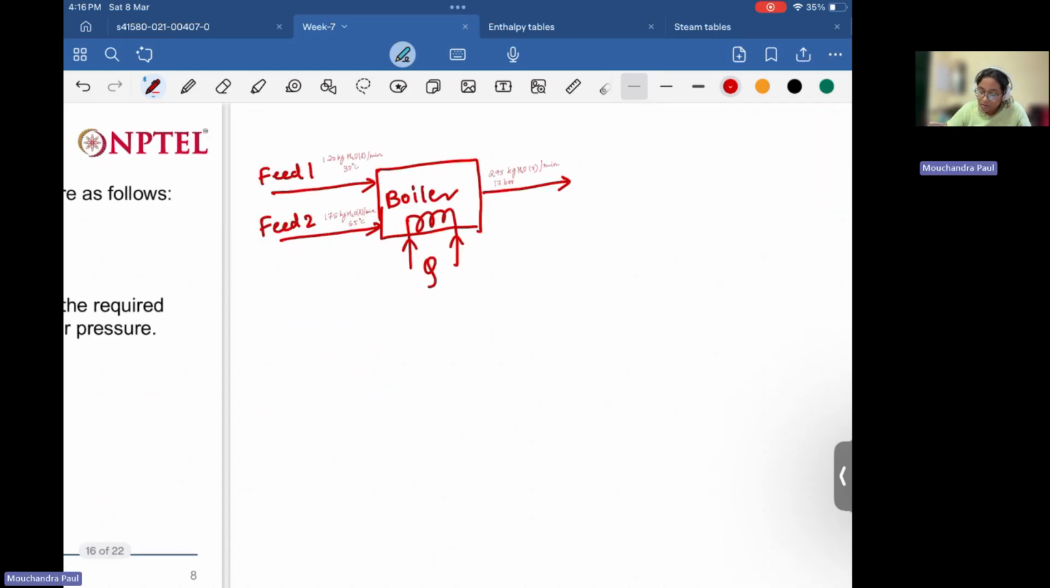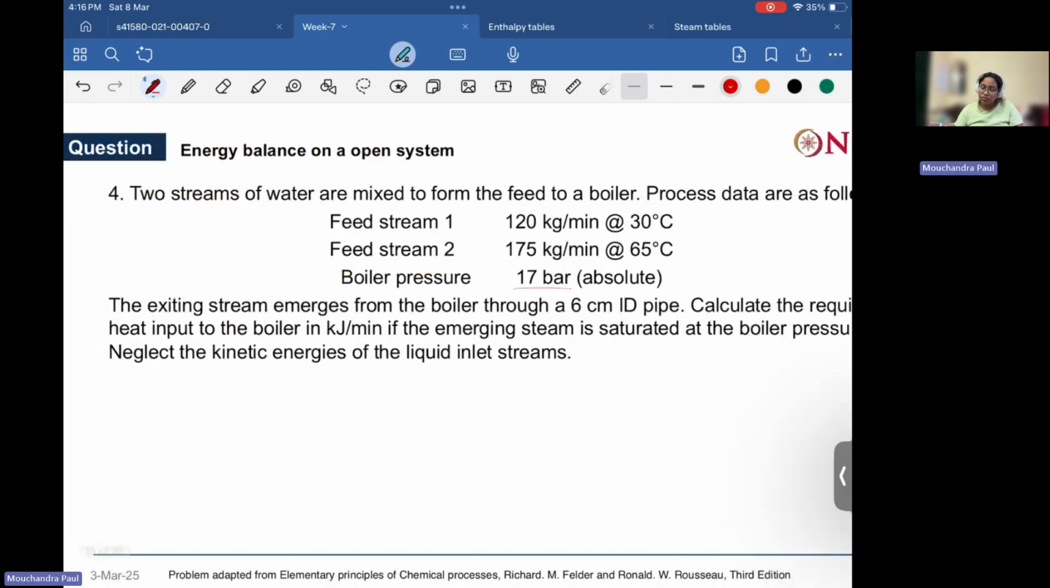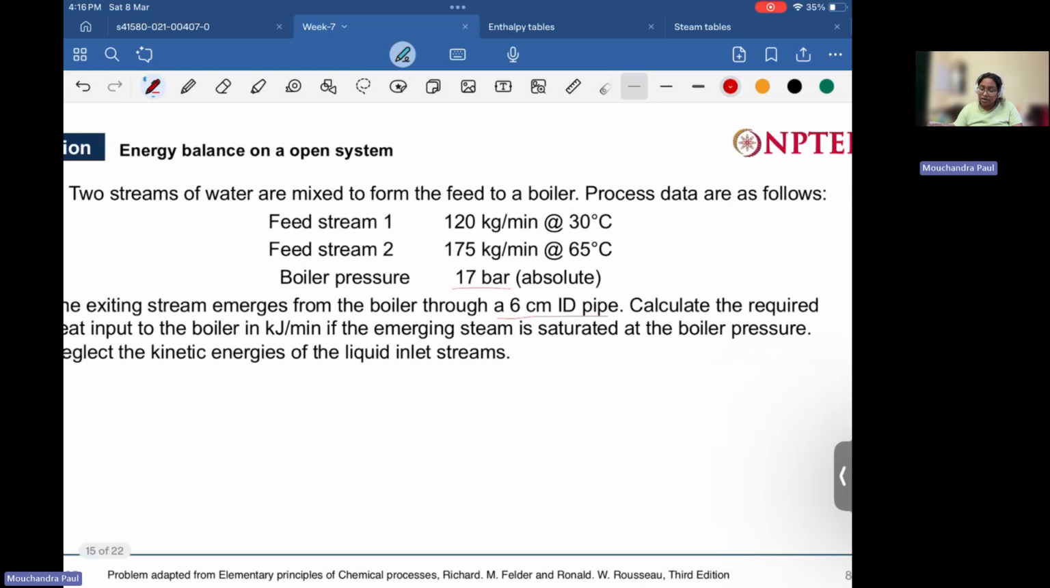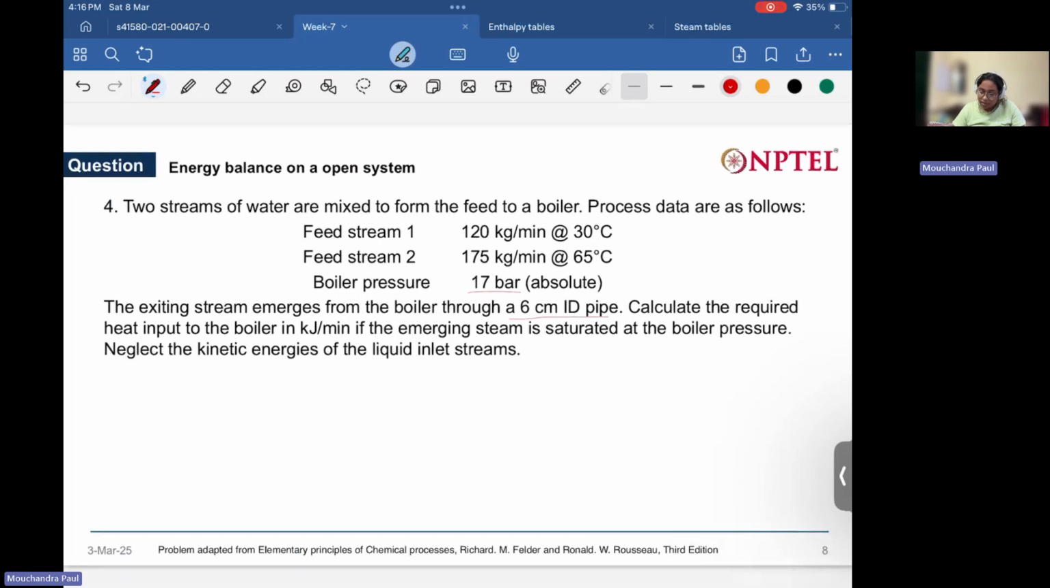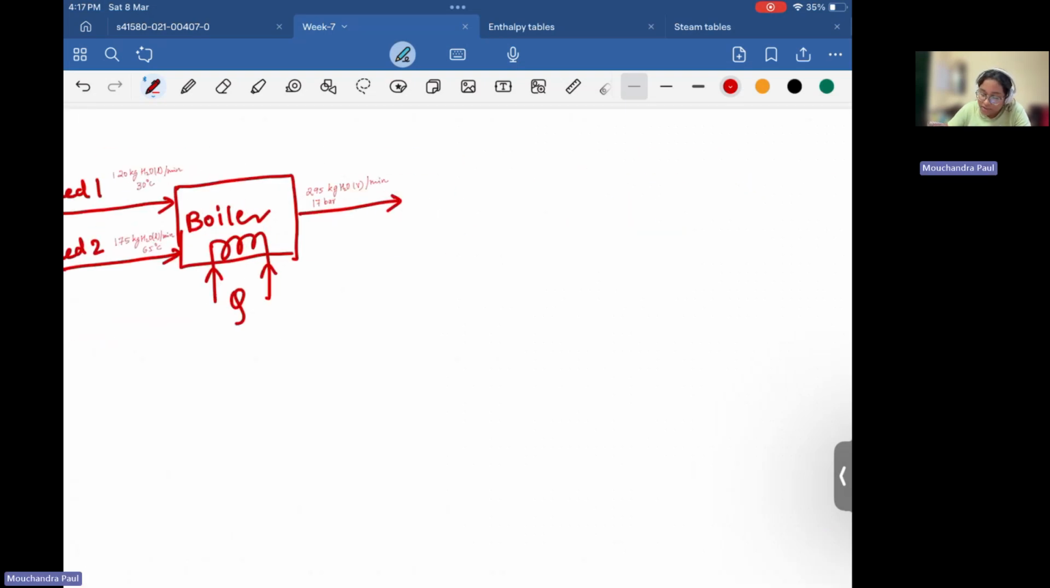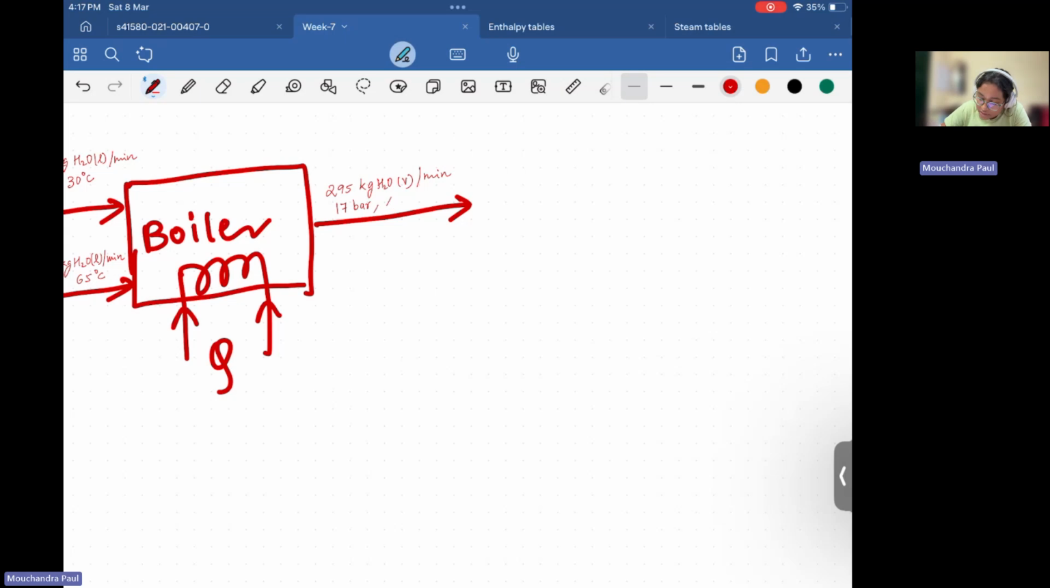What we have to find, also one more thing is given, that the exit stream emerges from the boiler through a 6 centimeter internal diameter pipe. So calculate the required heat input to the boiler in kJ per minute if the emerging steam is saturated at the boiler pressure. So we have to calculate the required heat, the Q, and the emerging steam is saturated.